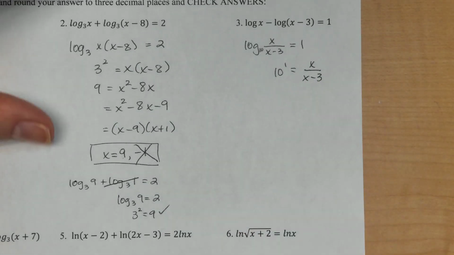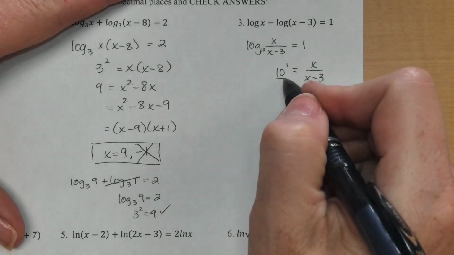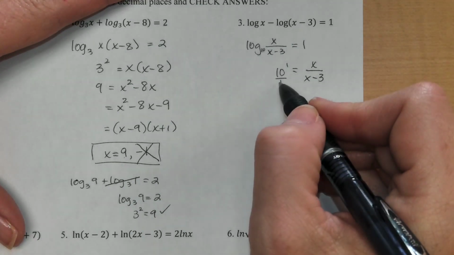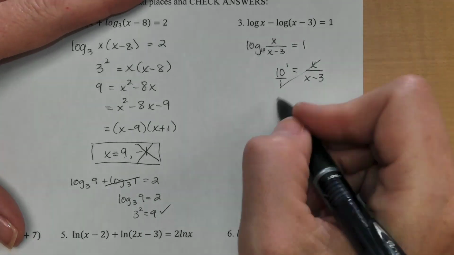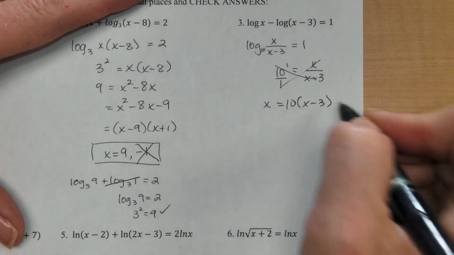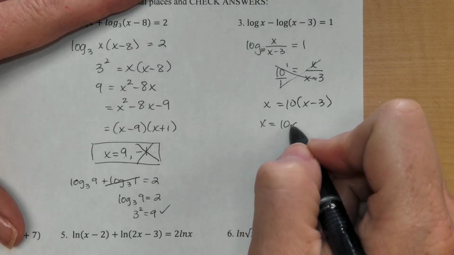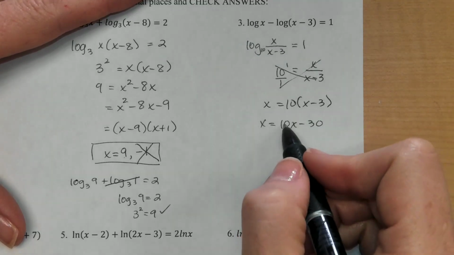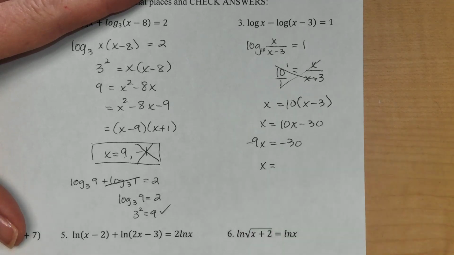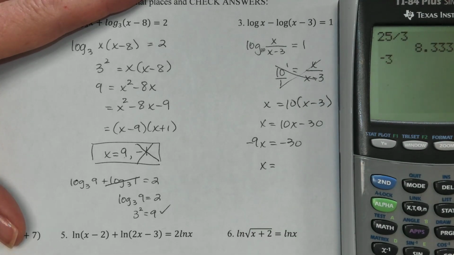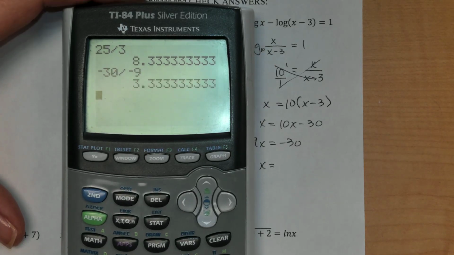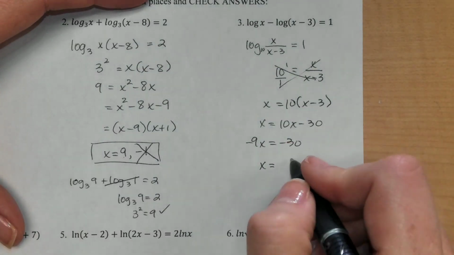All right, now we've just got an algebra problem. I'm going to throw the 10 over a 1, even though we don't usually write that, but it's going to help me cross multiply to solve this proportion. So I'm going to have x times 1, and then I'm going to have 10 times x minus 3. Do a little distributing, 10x minus 30. Subtract the 10x over, and then just divide by negative 9. So I've got negative 30 divided by negative 9, so 3.3 repeating.